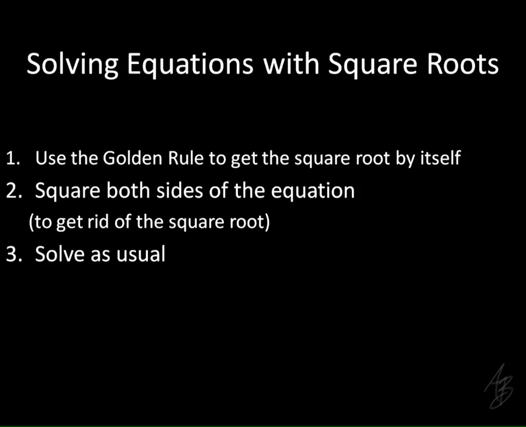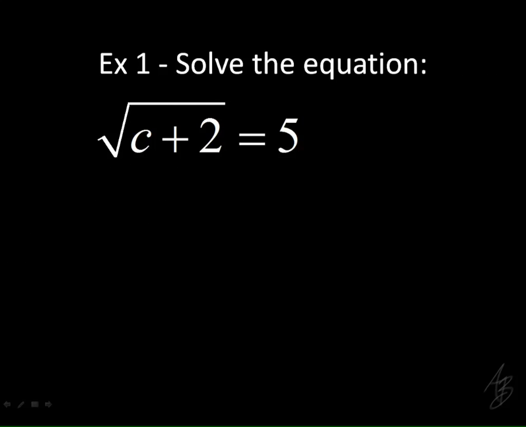Now, nothing's different in these equations about circling the variable, drawing the line of equality, and all that stuff. There is one thing that's a little bit different that we're going to do. We're going to circle the variable, but we're also going to identify the square root because in the first step here, we want to get the square root by itself. All right, so let's go ahead and do an example together.